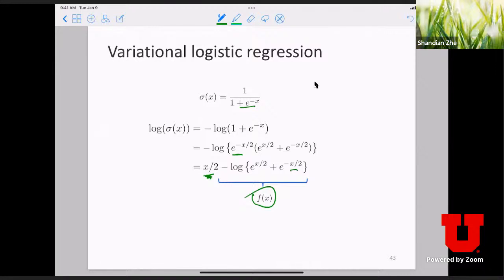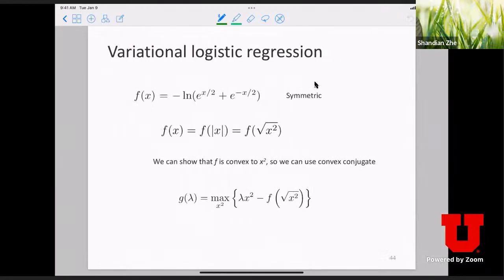Unfortunately, you still cannot show that f of x is convex in x. But the good thing is that f is convex in x squared. That's a very smart observation from our pioneer machine learning researchers. I cannot imagine how I would have made such an observation if I were them, but let us just take it as a fact. Basically, f of x is minus the logarithm of e to the power of half x plus e to the power of minus half x. First, you can see that f of x is symmetric.